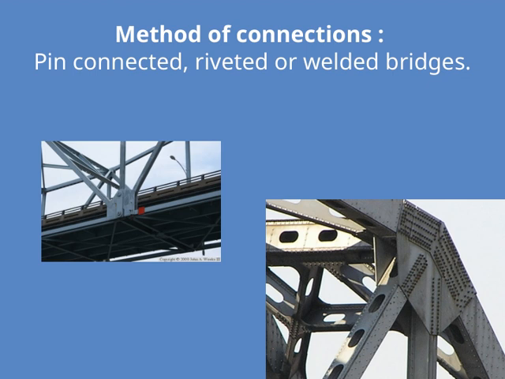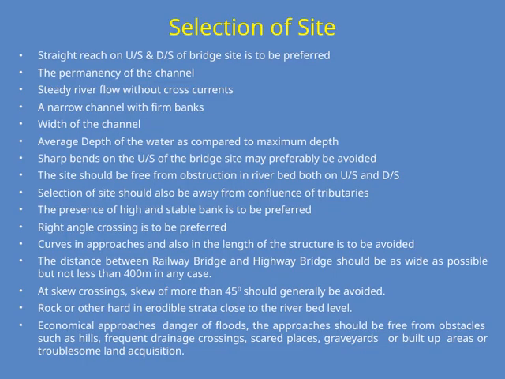Understanding these connection types helps us see how different design choices impact the integrity and longevity of the structure, which ties back into our overarching theme of efficient and resilient bridge design. When selecting a site for a bridge, one of the ideal choices is a straight reach on the upstream and downstream sides of the proposed location. This helps ensure stability and easier construction.